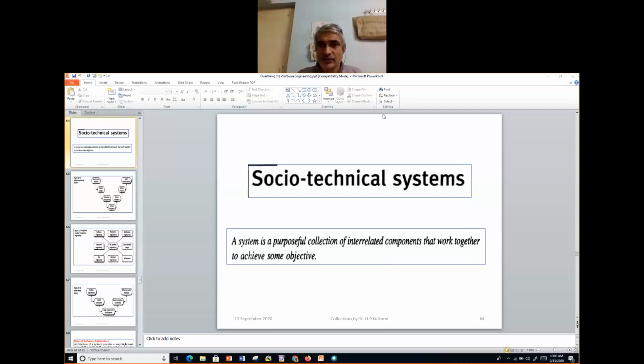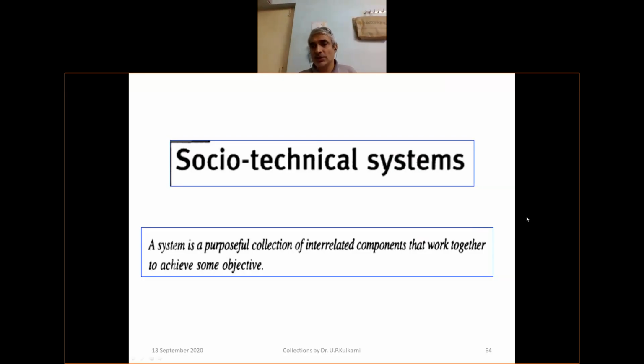So we'll begin now. Whatever we have done in the last class, we'll continue further. In the last class, we went through the various software development process models like the waterfall model and iterative model. Within that, we saw the incremental model, the spiral model, and prototyping. So now we'll begin with socio-technical systems, right?